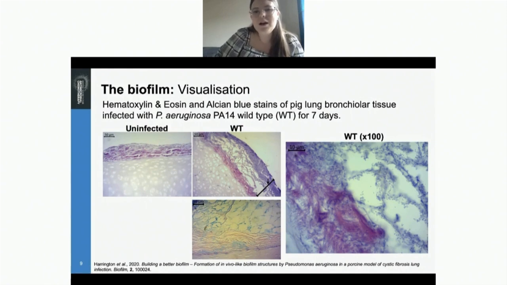And if you look at the times 100 image, you can see the clear rod structures indicative of the Pseudomonas aeruginosa infection. We also performed Alcian blue staining to stain the extracellular matrix of the biofilm to confirm that this was in fact the bacterial cells and the biofilm that we were staining with our H&E. So from this, we were able to say that we were accurately mimicking a biofilm structure more reminiscent of a patient biopsy than what the current lab standards are doing.